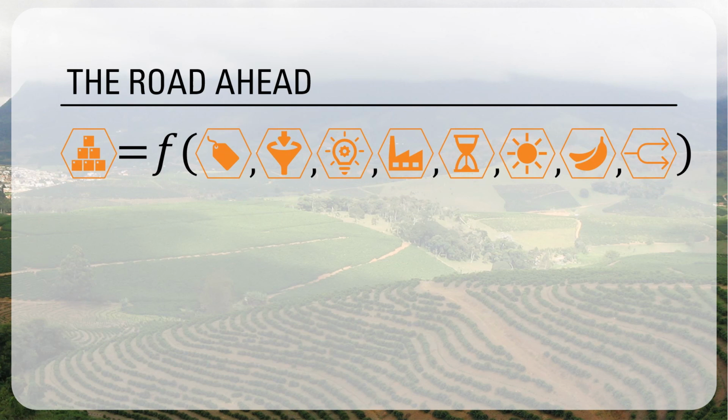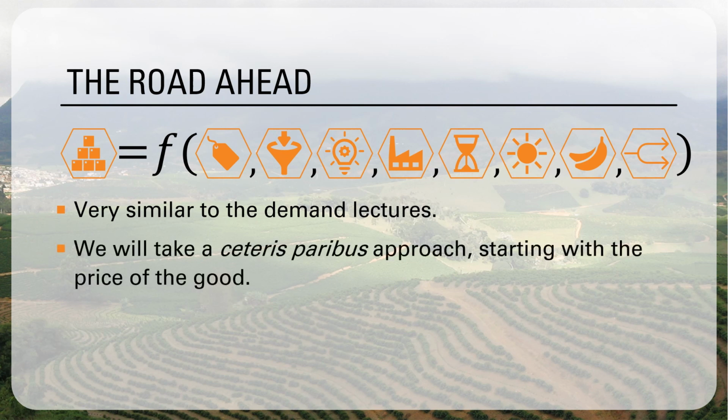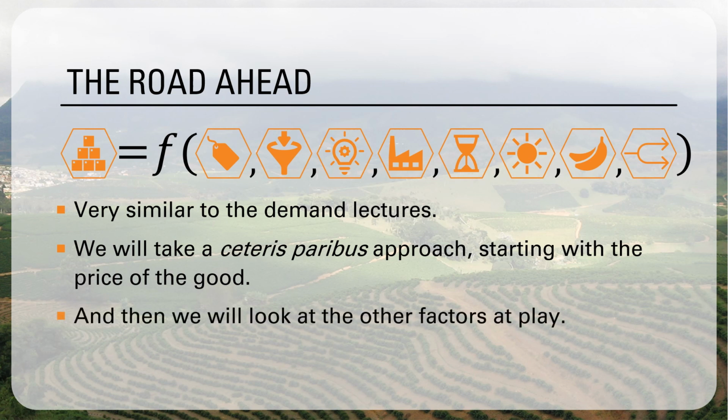So that's our introduction to supply. So let's look at what the road ahead looks like. And again, very similar to the demand lectures, we will take a ceteris paribus approach, meaning again, one thing at a time, right? So again, we start with the price of the good, and then we'll look at other factors in play. So we'll start first with price.